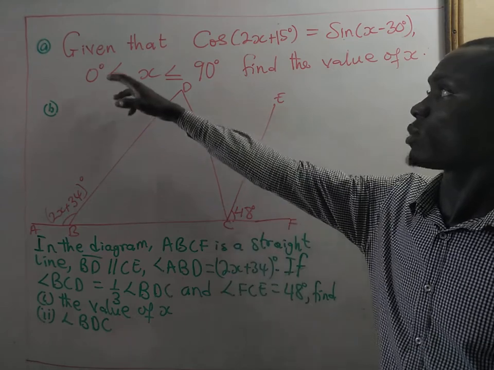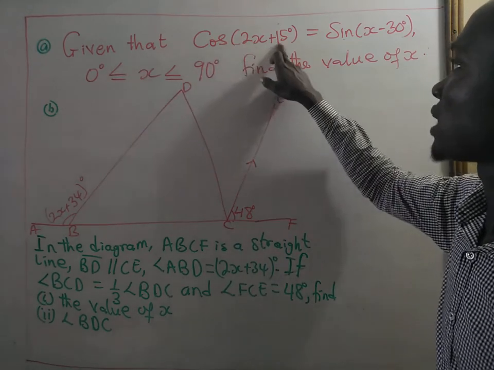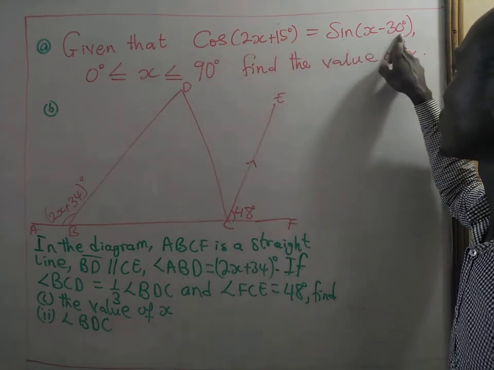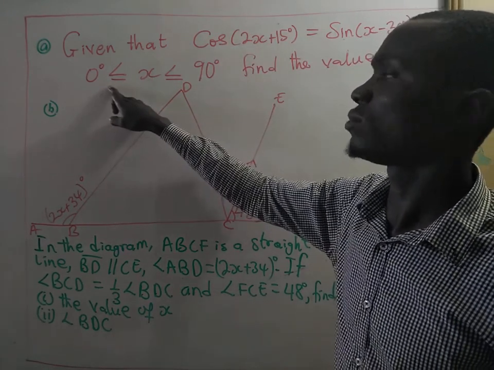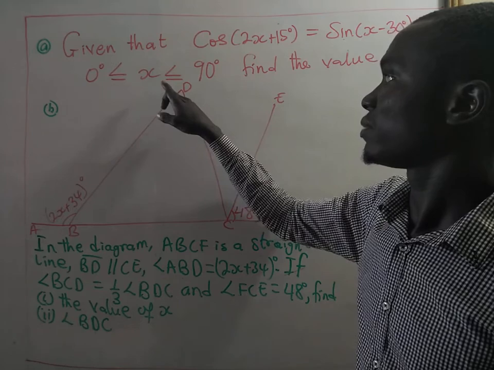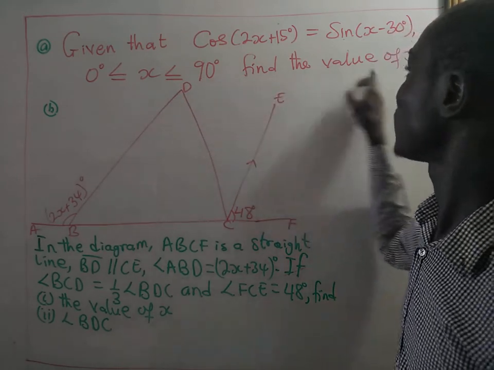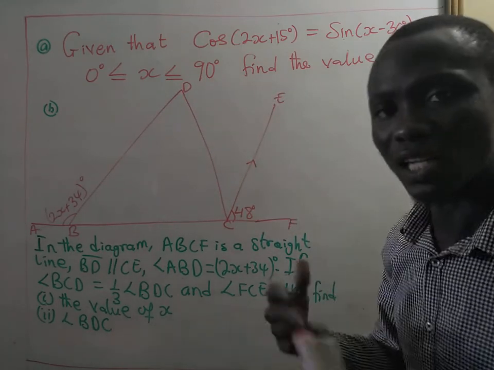Now, question 1. Given that cosine of 2x plus 15 degrees equals sine of x minus 30 degrees for x greater than or equal to 0 degrees but less than or equal to 90 degrees, find the value of x. How do we solve this question?